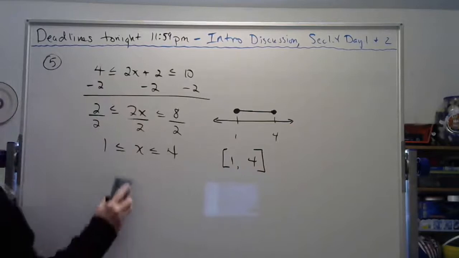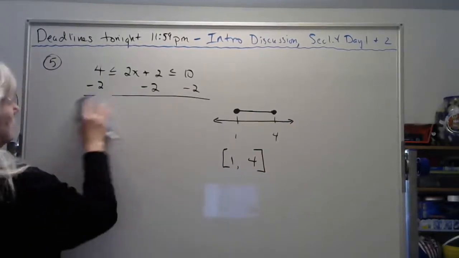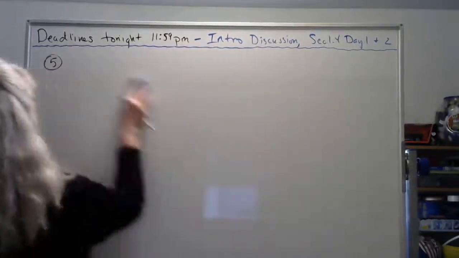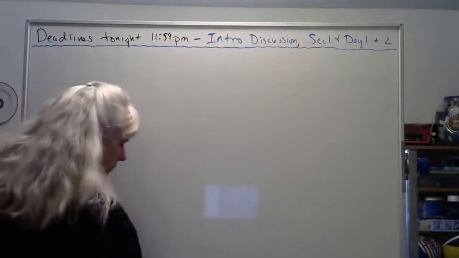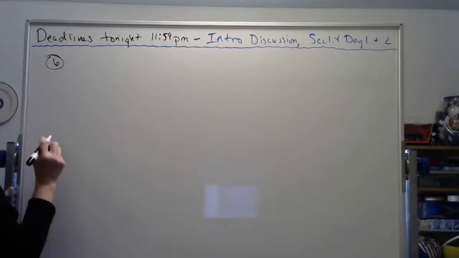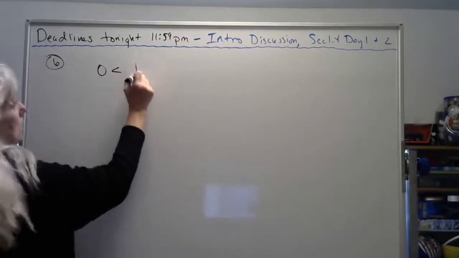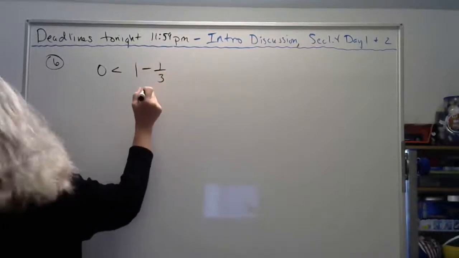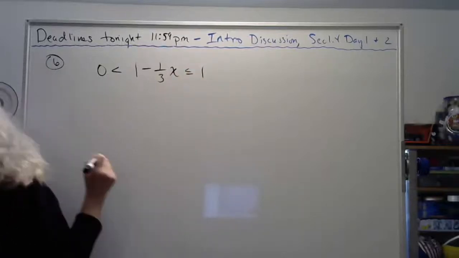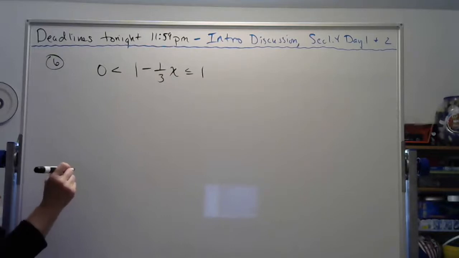Let's do one more of those that involves some fractions, just to get a little bit more practice at fractions. If you're going to struggle, that's where you're going to struggle, is with those fractions. So, example 6, we have 0 is less than 1 minus 1/3 x, which is less than or equal to 1. So 0 is less than 1 minus 1/3 x is less than or equal to 1.